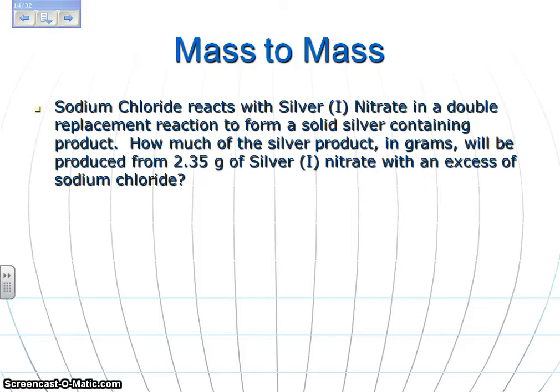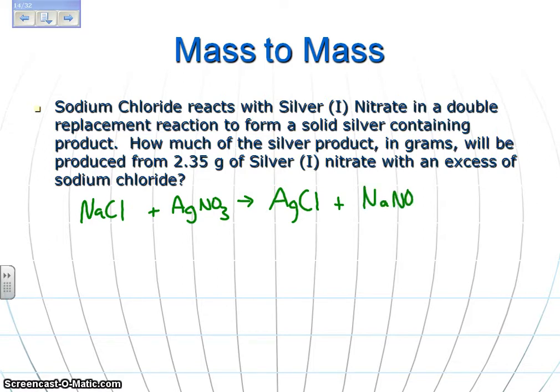So what we're going to do is look at one of these problems. We have sodium chloride reacting with silver 1 nitrate, and that's going to give us a solid silver containing product, AgCl, and we're going to have sodium nitrate as the other product.